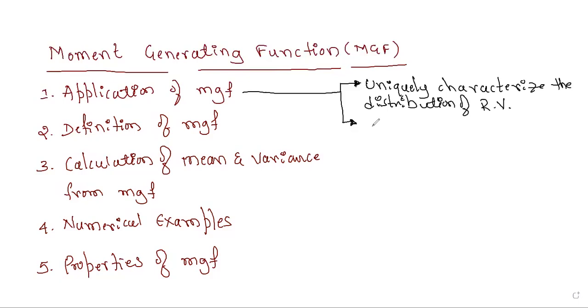The second application is to calculate mean and variance. It will be helpful. So the main application of MGF is, first, to identify the distribution of the random variable, and secondly, to calculate the mean and variance. These are the two applications of MGF. Next we will go for the definition of moment generating function.